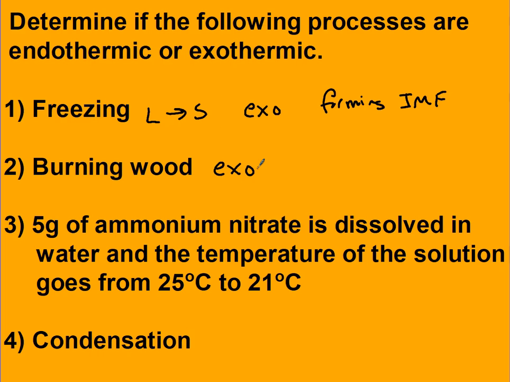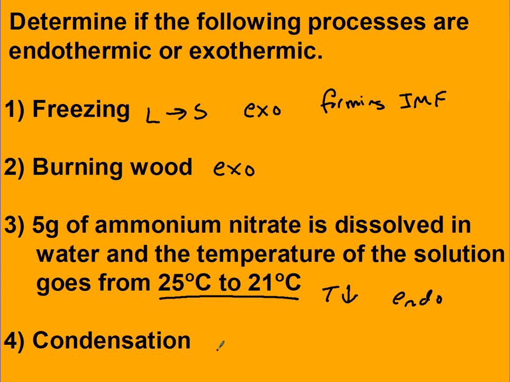The next one says that we had 5 grams of ammonium nitrate, we dissolved it in water, and the temperature went down. Because the temperature went down, it must be absorbing energy, so that would be endothermic.